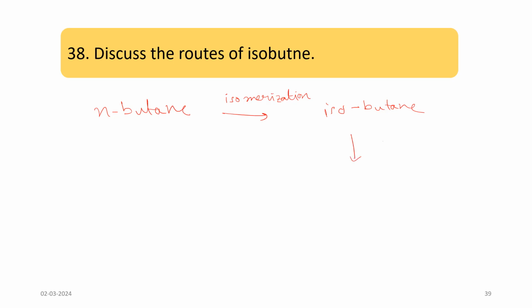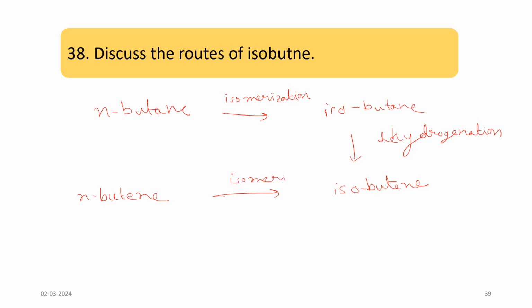and after dehydrogenation it produces isobutene. Another way, N-butene, after doing the isomerization, can produce isobutene. So there are two ways of producing isobutene.